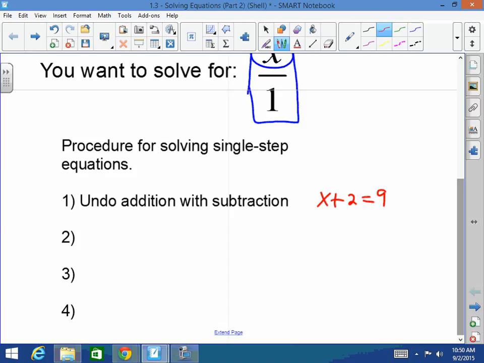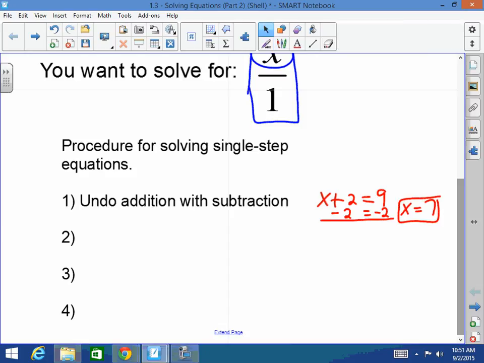You say, all right, this is x plus 2. I want to get x by itself. How can I get rid of this positive 2? Addition is undone with subtraction. So you would subtract 2 from both sides, and then x will equal 7. So you undo addition with subtraction. With that same logic, you undo subtraction with addition.